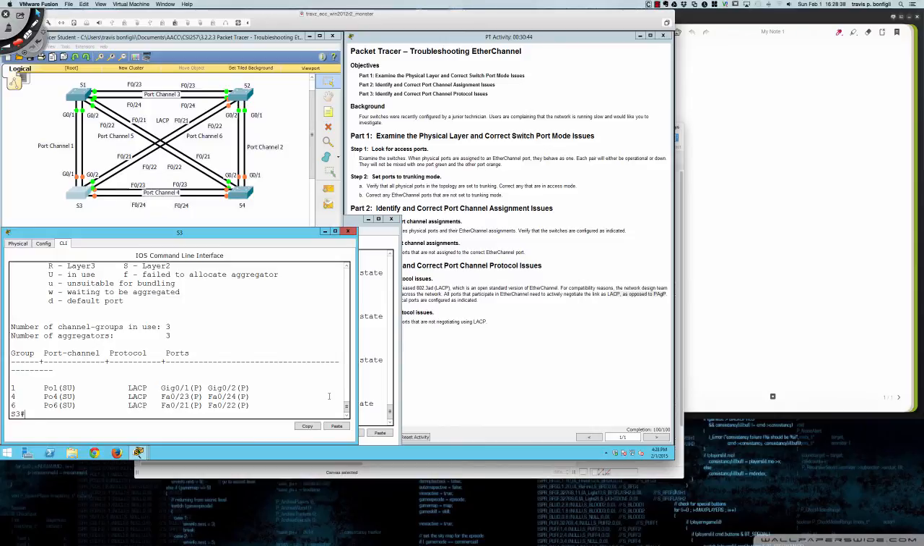So we're at 100 out of 100, and this is a great exercise to go through and employ some of the commands that we've used, backing things out and putting things in. So this has been Packet Tracer Activity 3.2.2.3, which is basically troubleshooting EtherChannel.